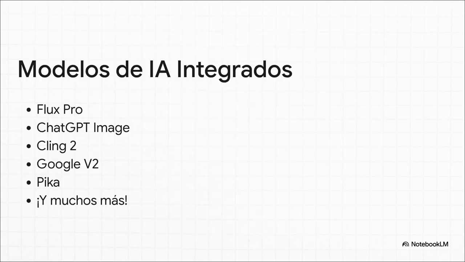And when we talk about tools, we're not talking about just any tools. Nim integrates the true heavyweights of the industry. You've got the cinematic quality of Flux, the video power of Kling 2 and Google V2, the photorealism of ChatGPT. It's like having an arsenal of the world's best creative engines, all ready to go.